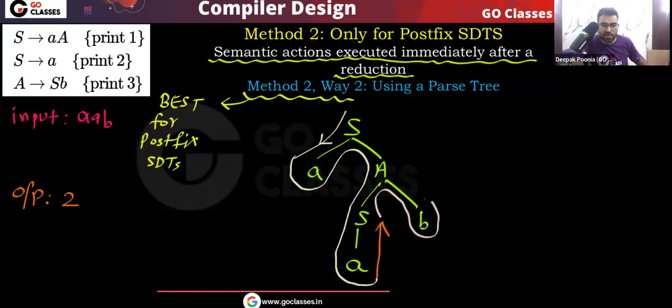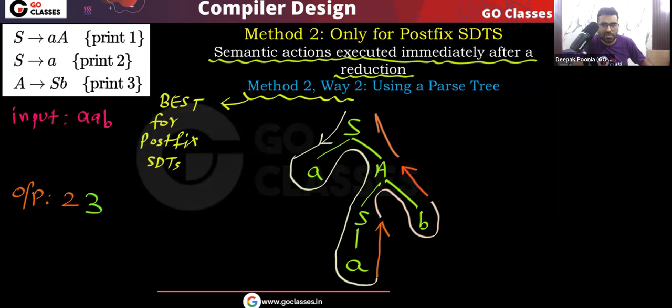So keep going left to right, depth first. Now notice here, again this is a reduction. What reduction? This SB is reducing to A. And semantic action will be executed immediately after a reduction. So here you are reducing this production, so the corresponding semantic action will be performed, means print 3, we will print 3. Okay, keep going. Now notice, next, again there is a reduction.